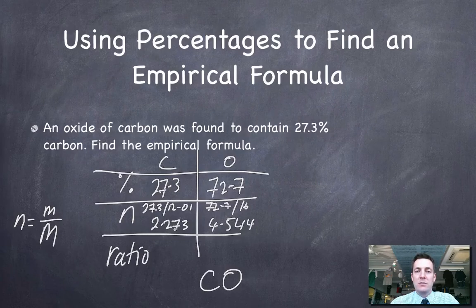And if you can't do this ratio in your head, if you can't see that this number is about twice as big as that one, then you can just divide all the numbers by the smallest of them. So I'd divide this one by 2.273 and I'd find that would be 1. Divide this by 2.273 and I'd find that would be 2. And so this is actually carbon dioxide that we're talking about.